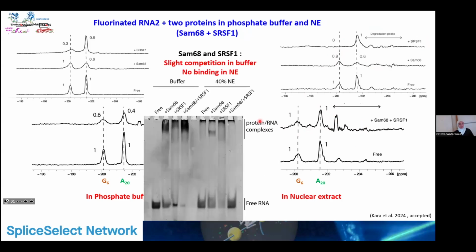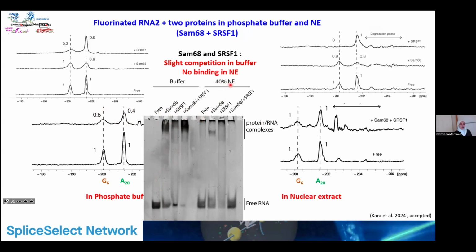using EMSA. EMSA is just a shift. You monitor the shift of your RNA on a native gel and see if you have formation of complexes. So you have the free RNA, and then you add your proteins in buffer or in nuclear extract. In buffer, we see similar results. Free RNA, then you add SAM68, you have binding, SRSF1, you have a complex, SAM68 and SRSF1, you have a complex. This is what we see here.